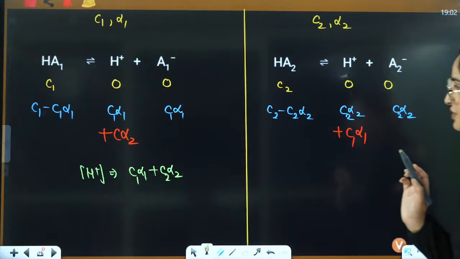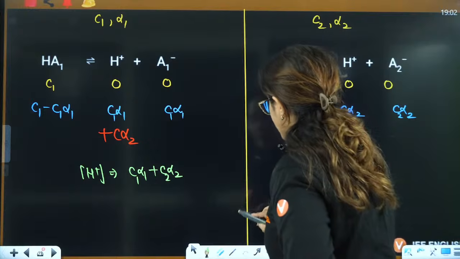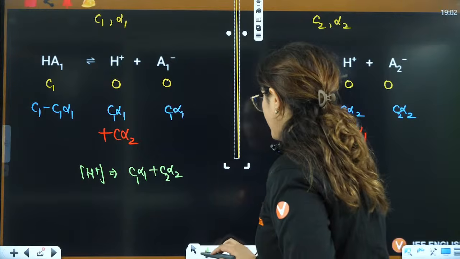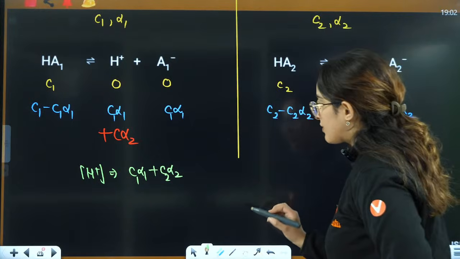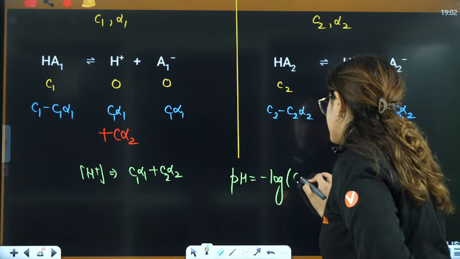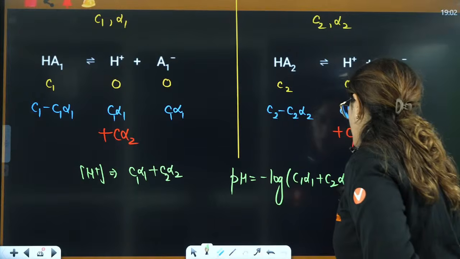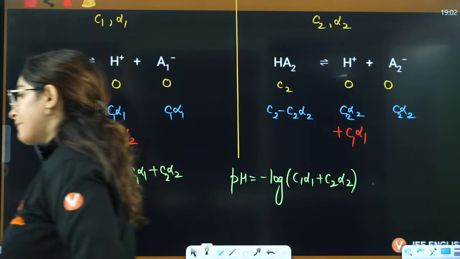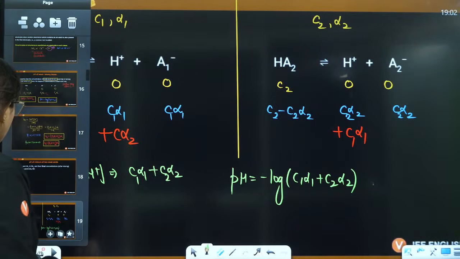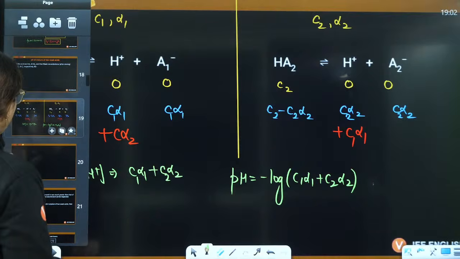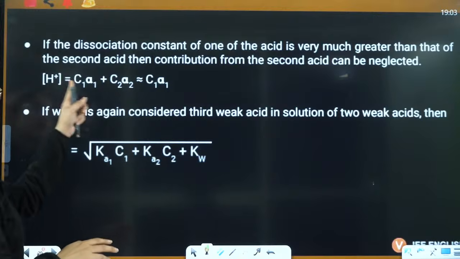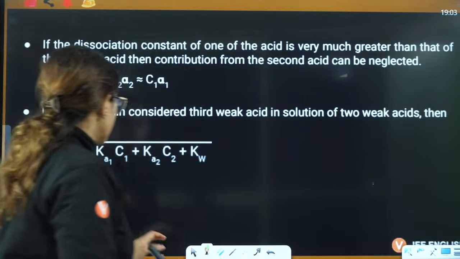Acha, now see this thing. H positive concentration is given to you. That we have. That is going to be C1. Wait a minute. That is going to be C1 alpha 1 plus C2 alpha 2. Then pH is going to be minus log of C1 alpha 1 plus C2 alpha 2. Okay? Understood? Right? So this is what we are going to do here. And that is going to be our value. So you can see H positive is C1 alpha 1 plus C2 alpha 2.